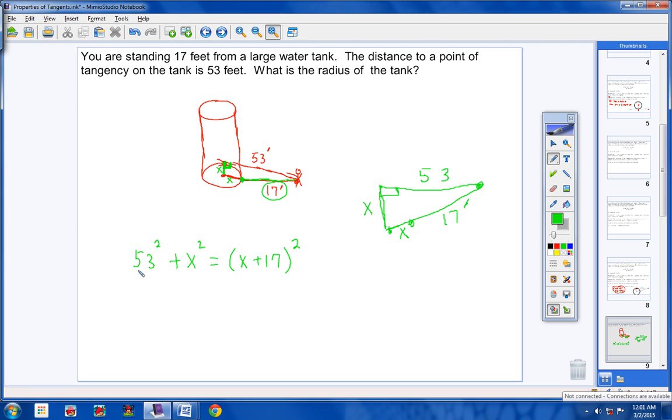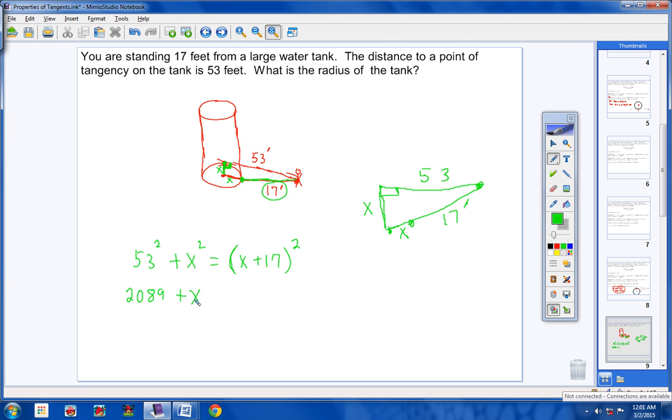X plus 17 squared. So here's one of your legs, 53, square it. Here's one of your legs, x, square it. Here's your hypotenuse, x from here to here, plus 17 from here to here. So there's your whole hypotenuse squared. Now if you square 53, you're going to get 289. Alright? Plus x squared. And x, that's not correct, sorry. If you square 53, you're going to get 2,809.